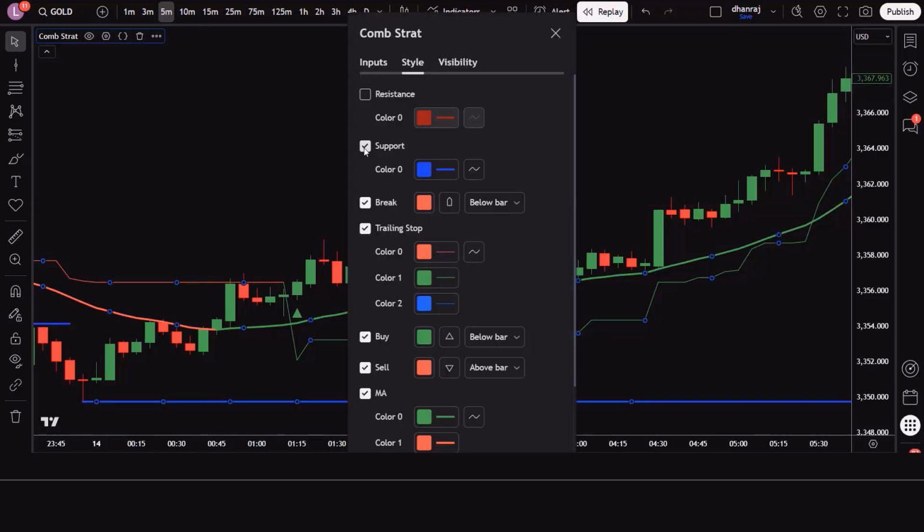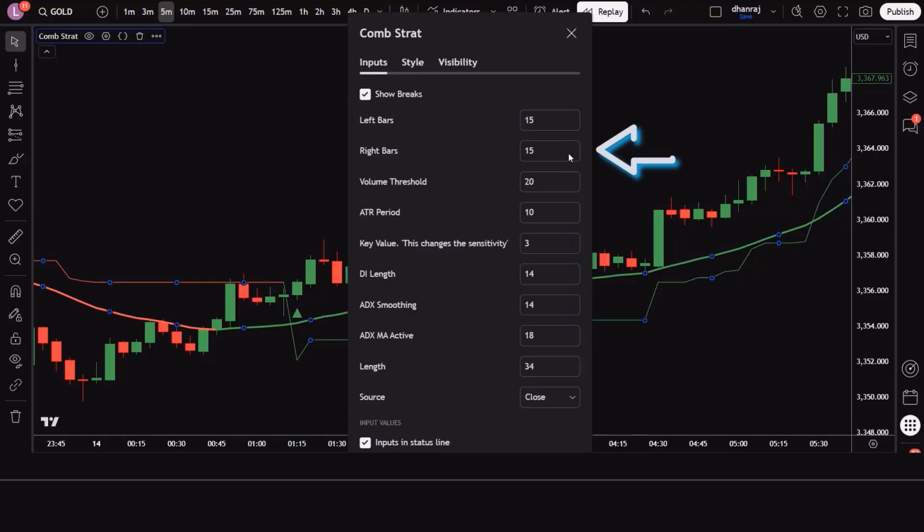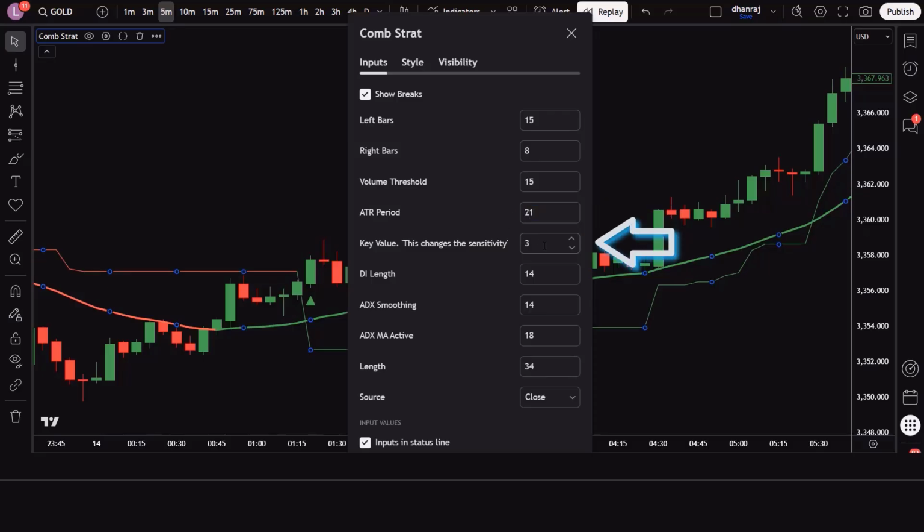We have to keep this option hidden. We have to change this right bars option from 15 to 8. We have to change this volume threshold option from 20 to 15. We have to change this ATR period option from 10 to 21. We have to change this key value, this changes the sensitivity option, from 3 to 2.